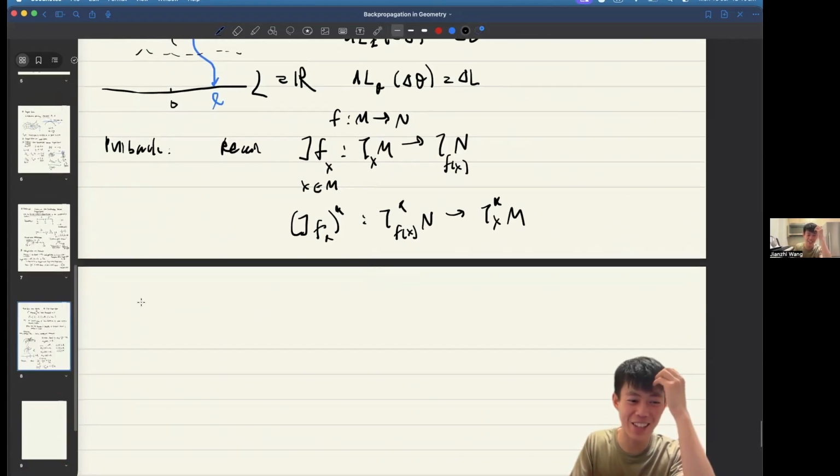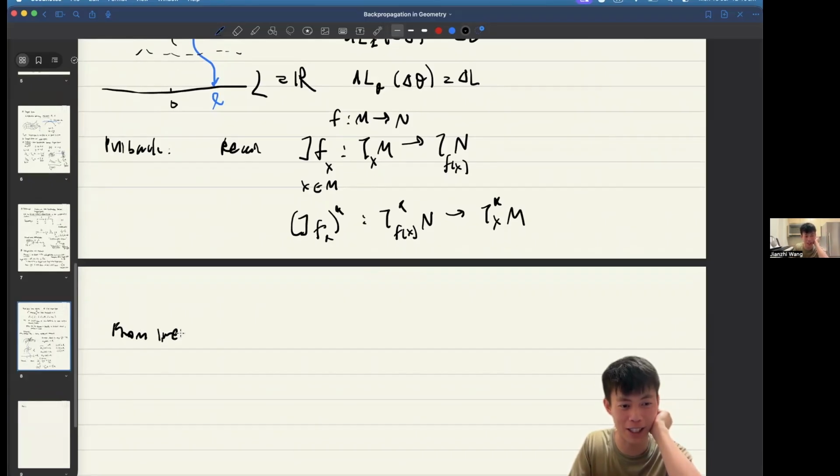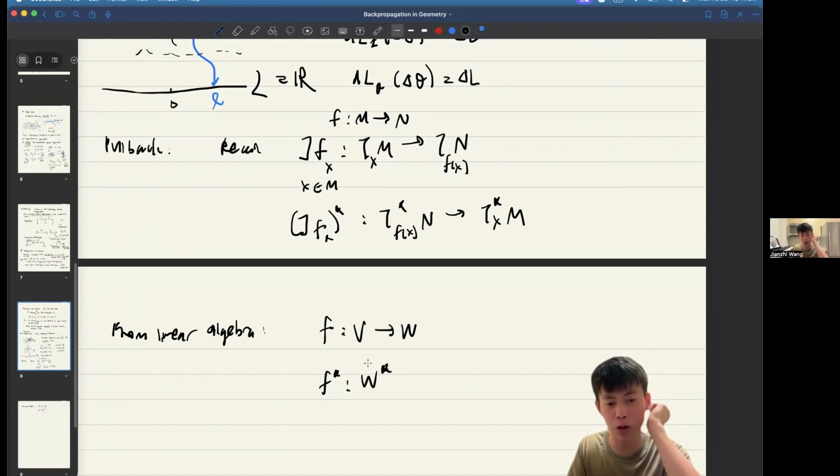Oh man, this is taking a bit longer than I thought. From linear algebra again. Let's say we have a function that maps from vector space V to vector space W. We can define its dual function f star to map from the dual space of vector space W, W star, to V star, the dual space of V.